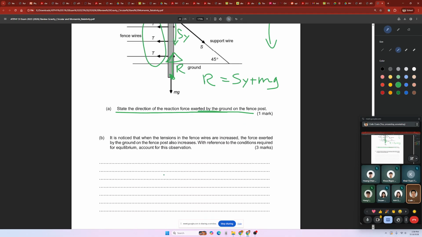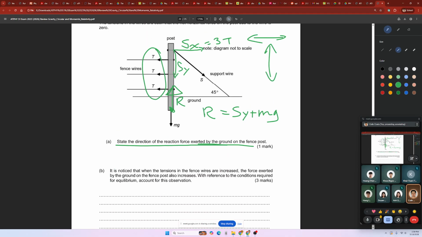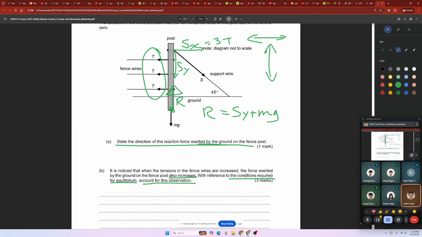Okay, there we go. It is noticed that when the tension in the fence is increased, the force exerted by the ground on the fence post also increases. With reference to conditions required for equilibrium, account for this observation. So why? Why is the ground creating more upward force?